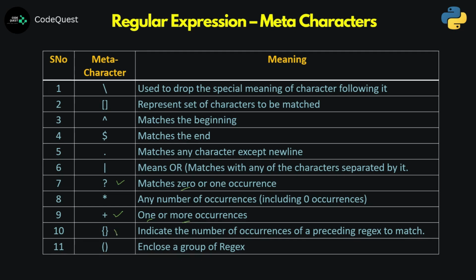Now this curly bracket, or the pair of curly braces, will indicate the number of occurrences of a preceding regular expression. Suppose before this I'm going to write some d, and inside this I'm going to write 2, which means this d has to occur 2 times. Then only that pattern is going to be matched. And this normal pair of parentheses we can use to enclose a group of regular expressions. When multiple regular expressions are there, we want to group them together at one place. We can take the help of this normal parenthesis.